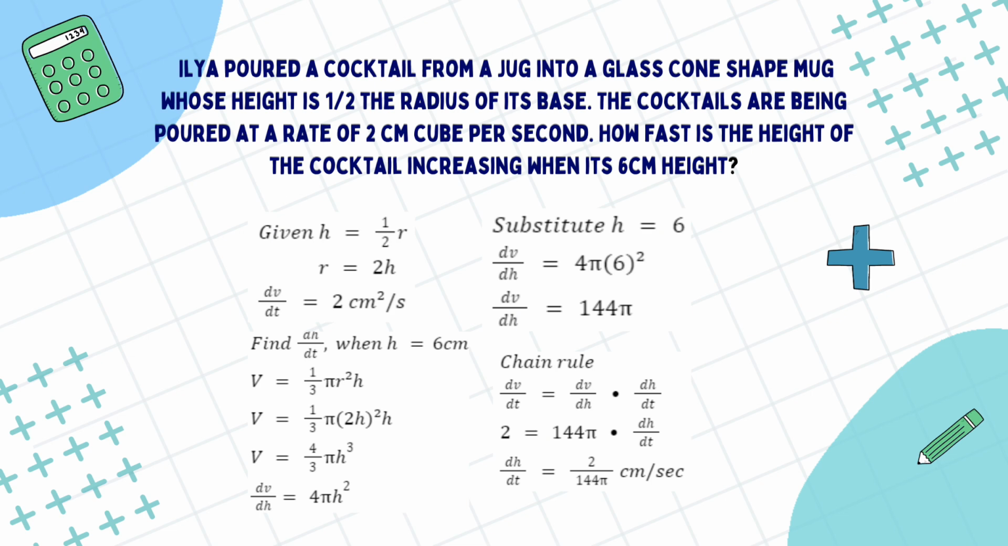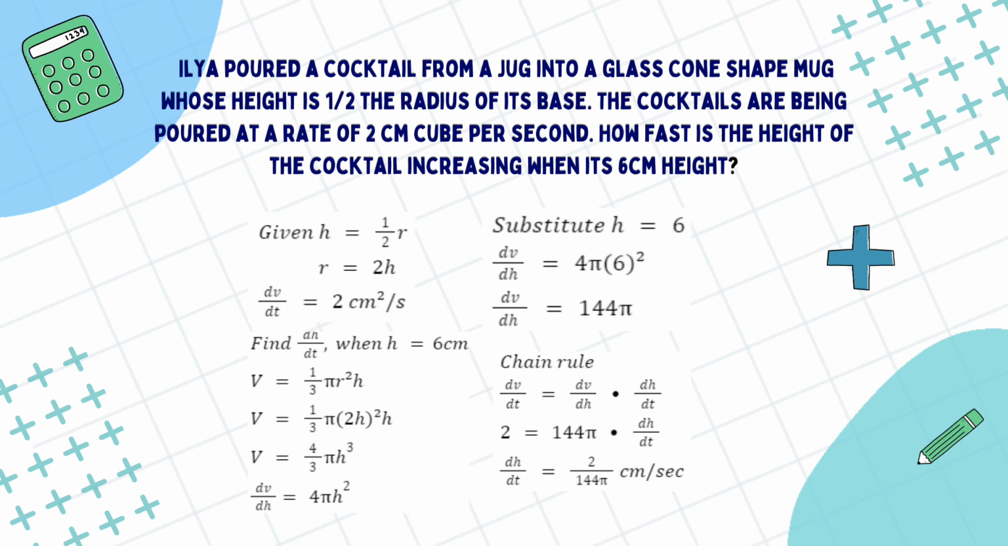So first, we have been given h = 1/2 r, so r = 2h. After that, we need to differentiate. We get dV over dt, where V is the volume and t is the time, equal to 2 cm³ per second. Next, we need to find dh over dt when h is equal to 6 cm.